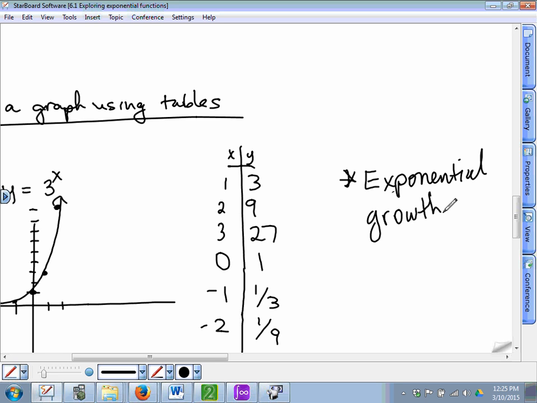Rabbits grow. Insane. Utah County population grows like that. Anyway, I wasn't going to say anything.